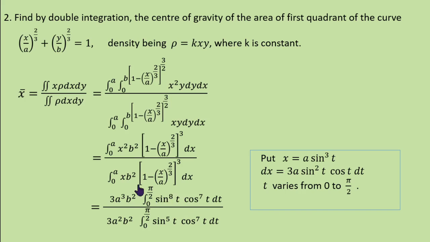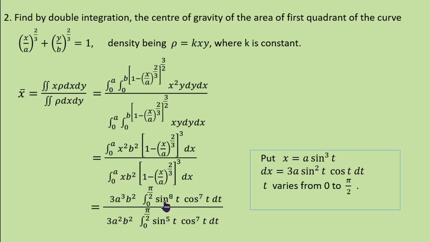Okay, integral. In the denominator, x is a sin cube t, and this one is cos power 6t. Dx is 3a sin square t cos t dt. Therefore, denominator is sin power 5t, because here sin square and sin cube, totally sin power 5t. 3a square b square sin power 5t cos power 7t dt. Using the reduction formula, you are able to integrate this. 3a square b square is cancelled, only a remains in the numerator.